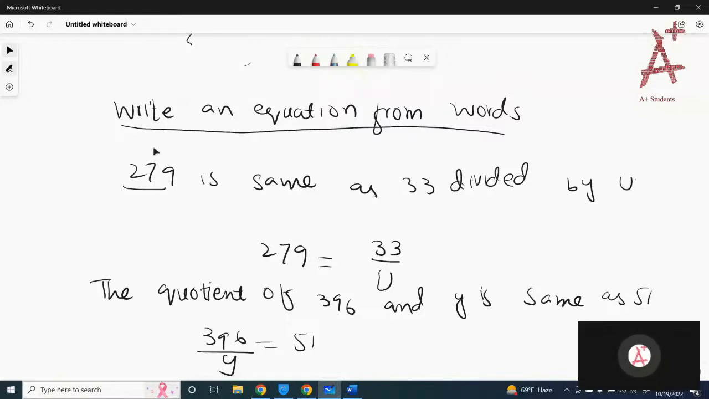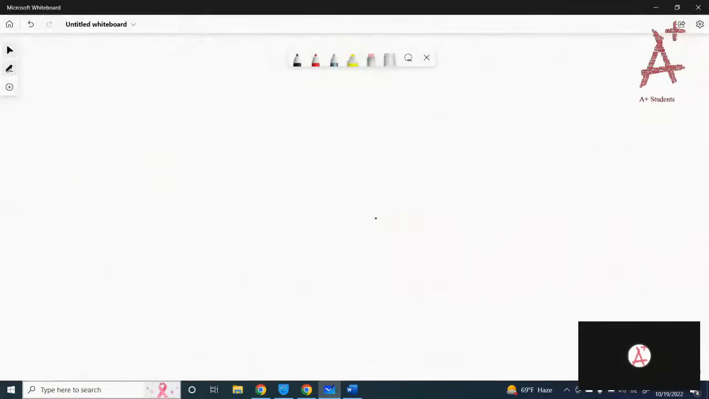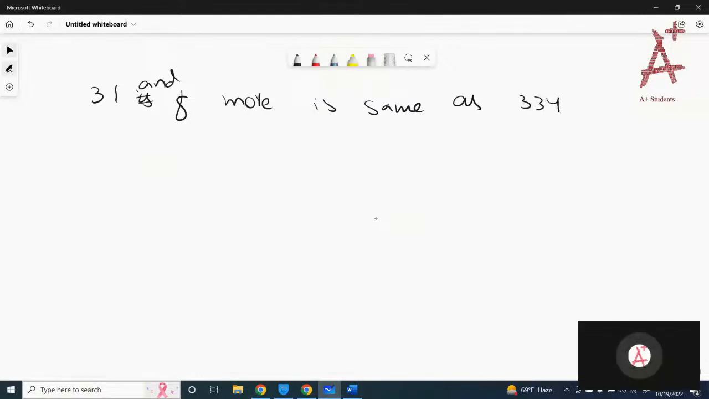Okay, the next one is 31 and f more is same as 334. So 31 and f, that means you have to add them, is same as 334. Got it?